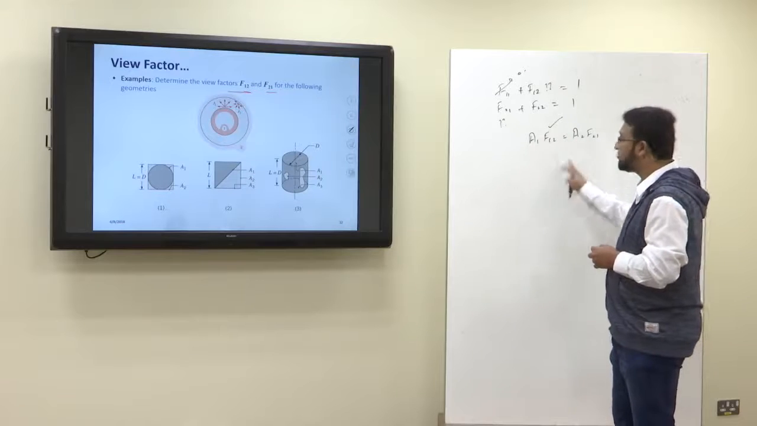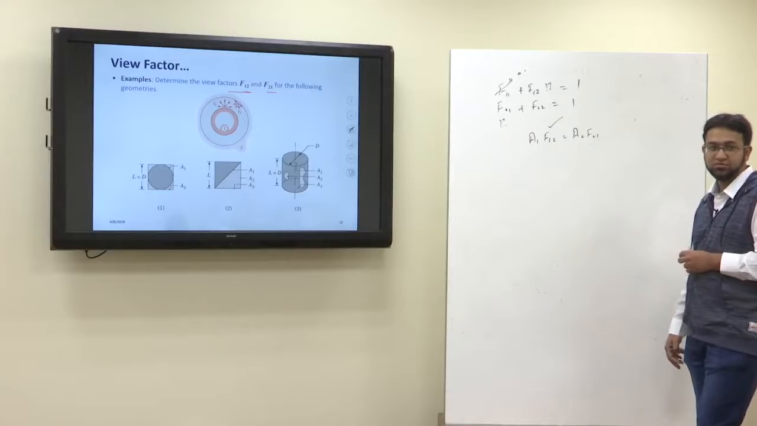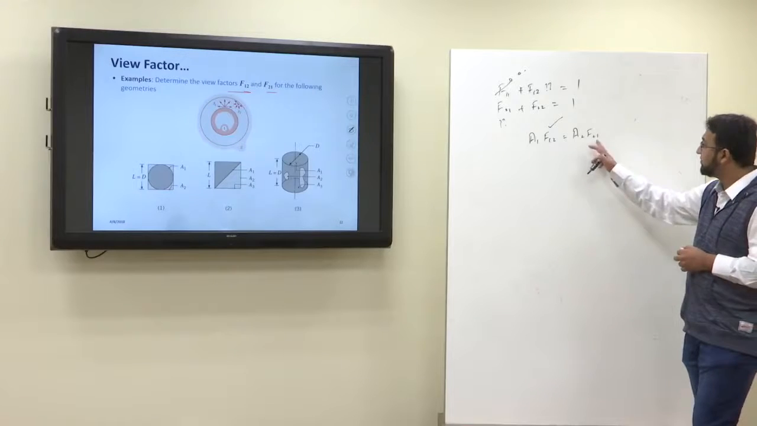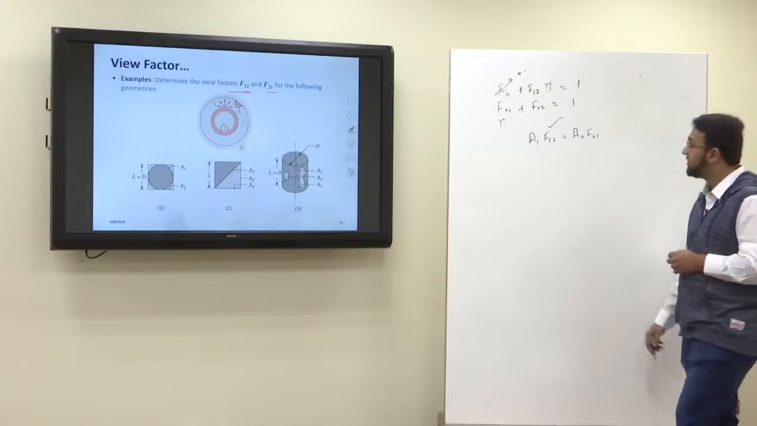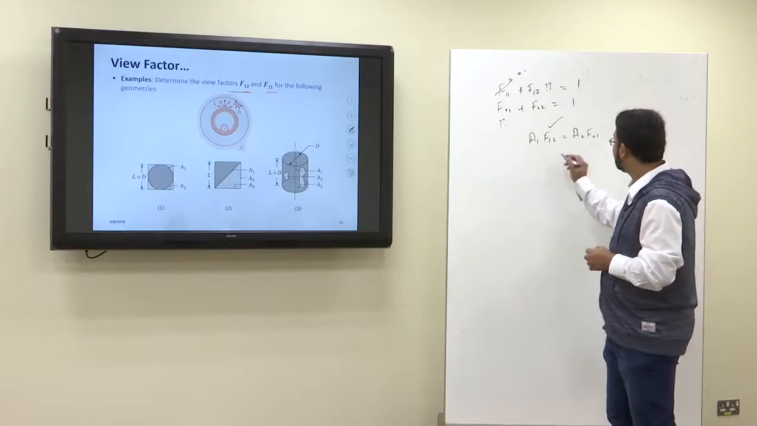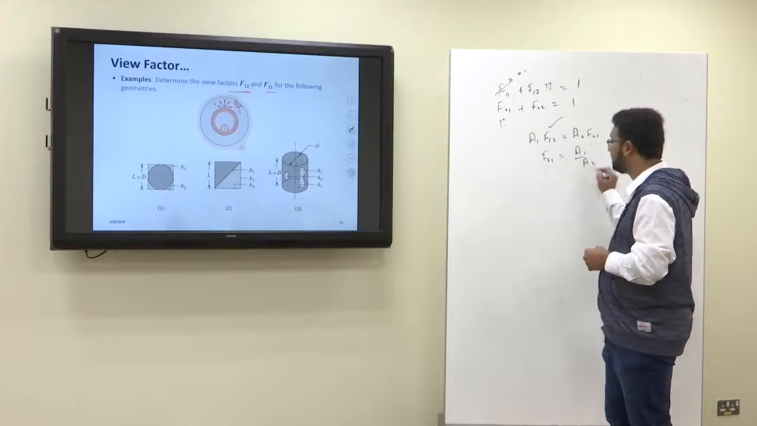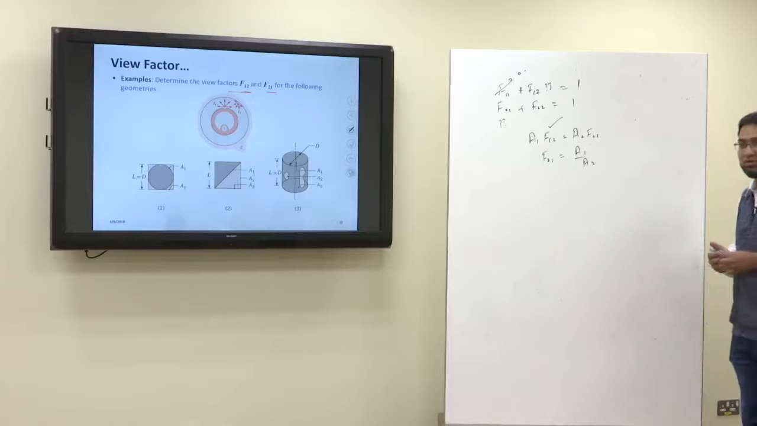Area 1 and area 2 are known. Surface area 1 and 2 are known. So we can find what F21 is. So basically F12 will be 1. So that means F21 will be A1 by A2. Yes. Is it clear? So we have determined all the view factors.